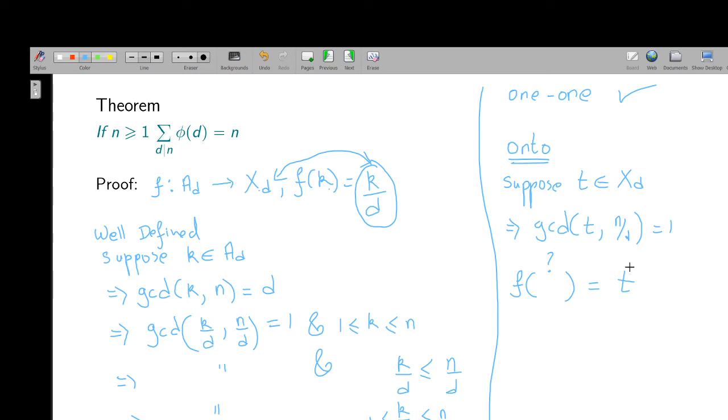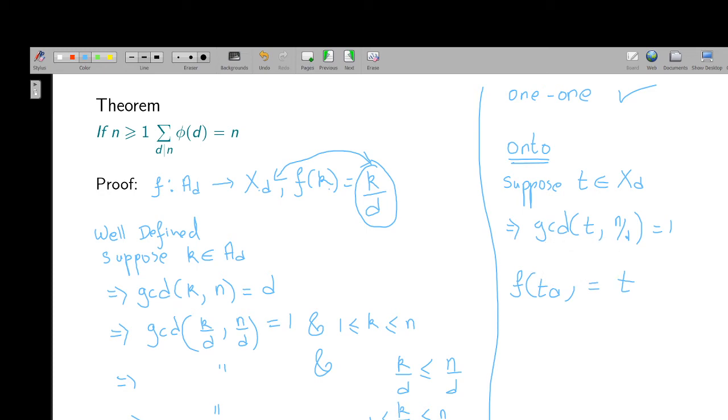Can someone tell me? Yes, Simran? Yeah, that's right. So the pre-image of this is td, that is the natural option. Okay, so f of td is t, so that is the natural option.